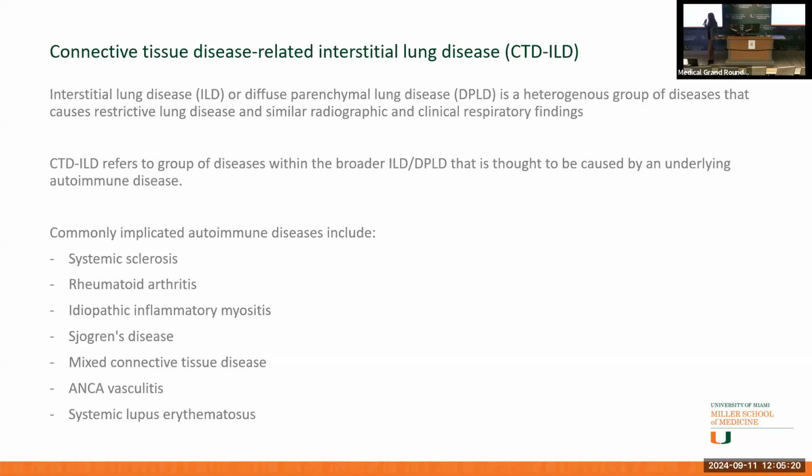So very briefly, interstitial lung disease or diffuse parenchymal lung disease is a heterogeneous group of diseases that affect the lung parenchyma and cause restrictive lung disease, and then they cause very specific named patterns on your CT. That's when you see your NSIP or UIP, those kinds of patterns.